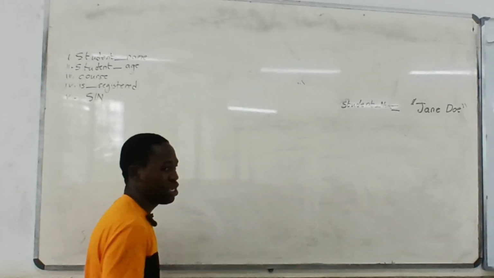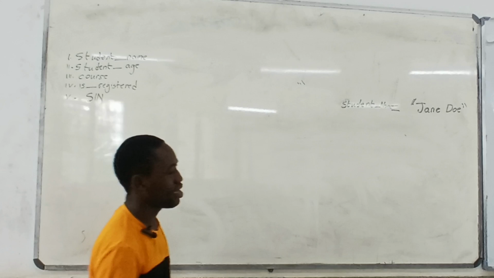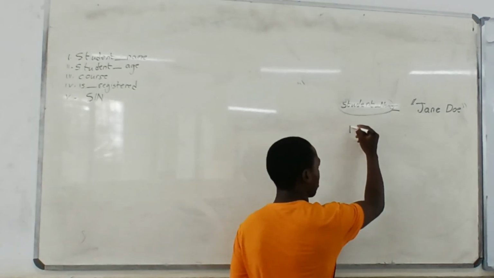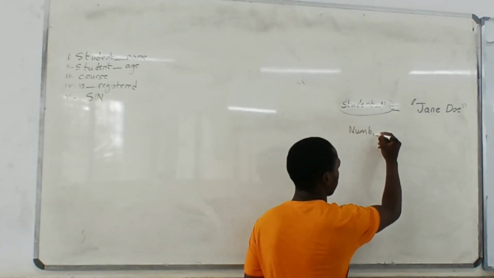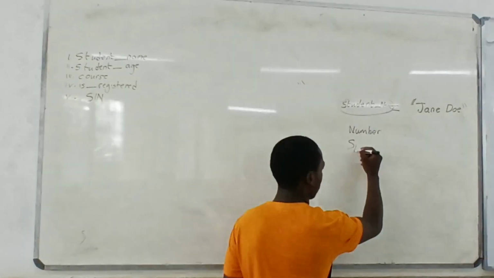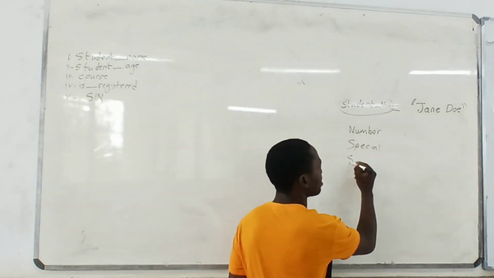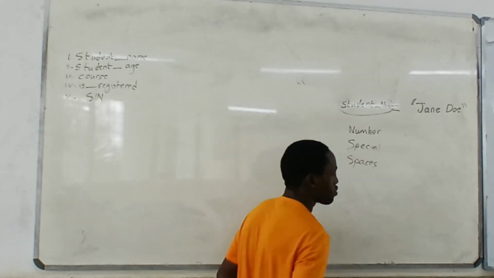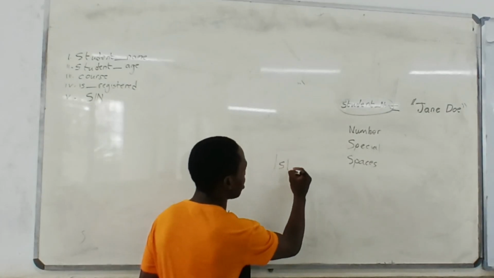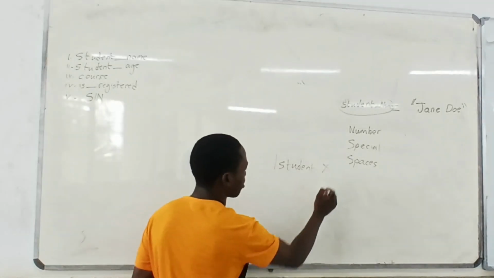Variable names. Remember, a variable name can never start with a number. It can't start with a special character. And it cannot contain spaces. So a variable name cannot be one student. It's wrong. Actually, Python will just give you an error.